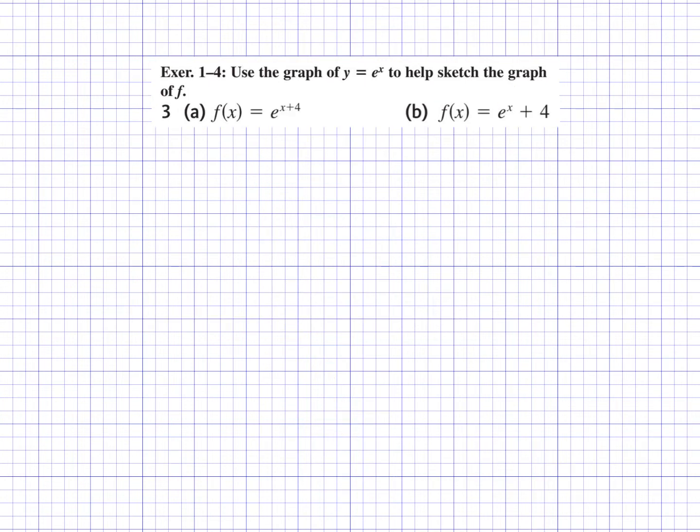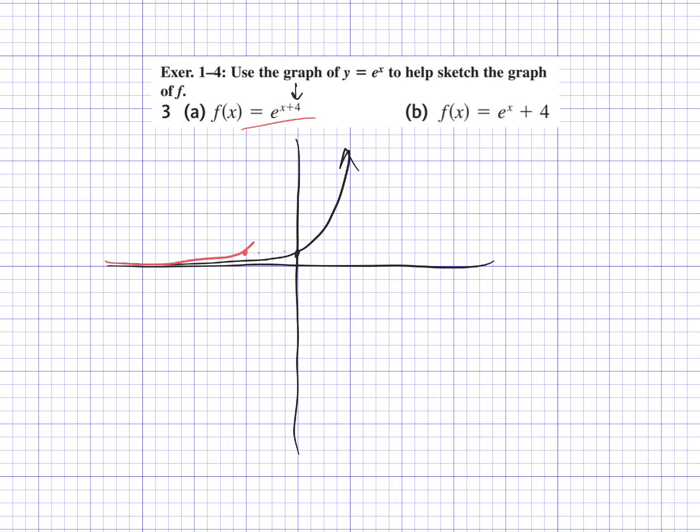Okay, now, again, we're going to do the same thing. Let's draw our parent function. So this should be easy after our last couple assignments. This means we're shifting it, let's do it in red, shifting it to the left 4 units. So 1, 2, 3, 4. So it's the same thing, except it's going like this. Don't know where it's crossing the y-axis. We can plug 0 in for x and find out. That'd be 2.71 to the 4th power.